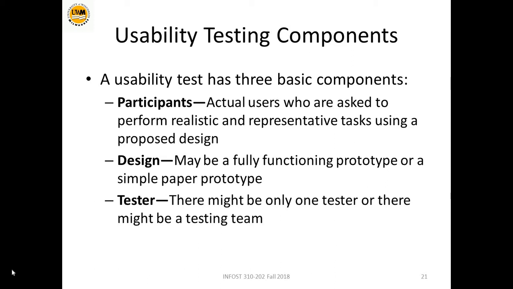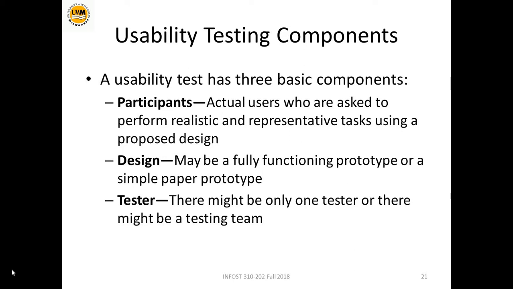What are the usability testing components? The basic components of any usability test are the participants. Participants, they are the actual users who will be asked to perform realistic and representative tasks. What we mean by representative tasks, the tasks that show the functionalities of the system.